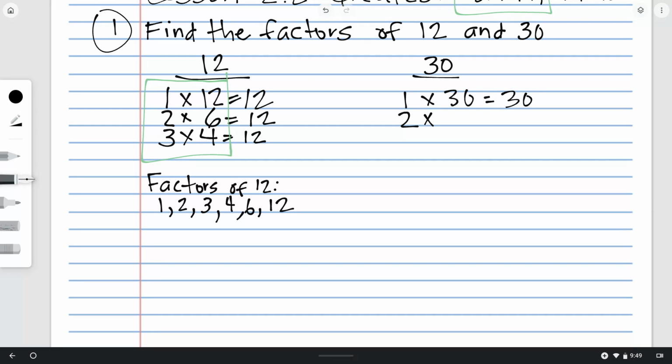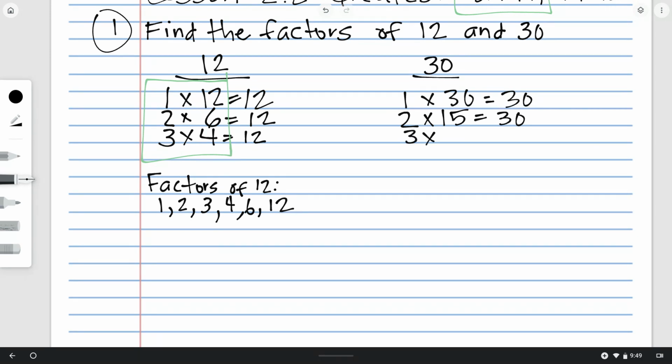This one's tricky. You've got to use your brain. I got 2 math wizards coming in with an answer. Good. 2 times 15 would give me 30. 15 plus 15 is 30.